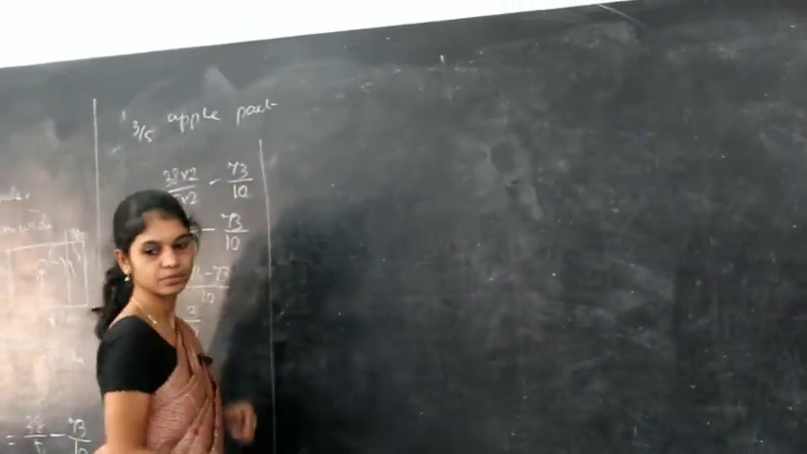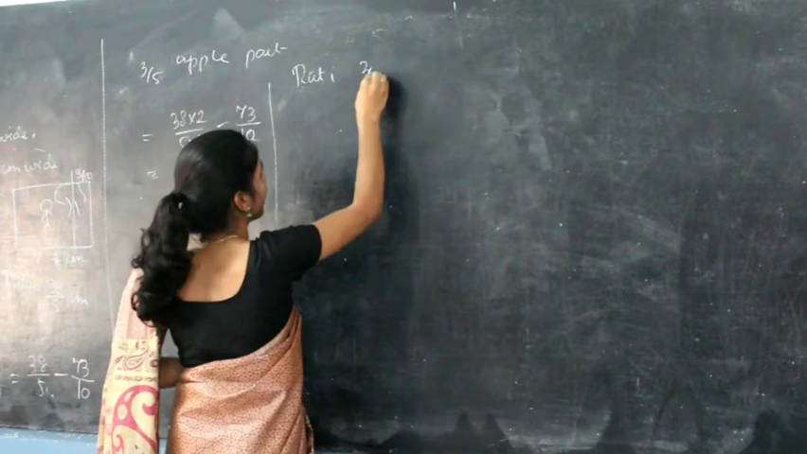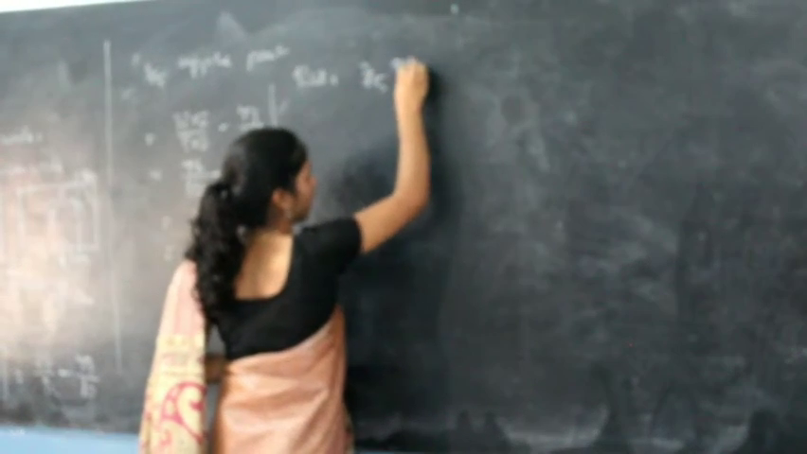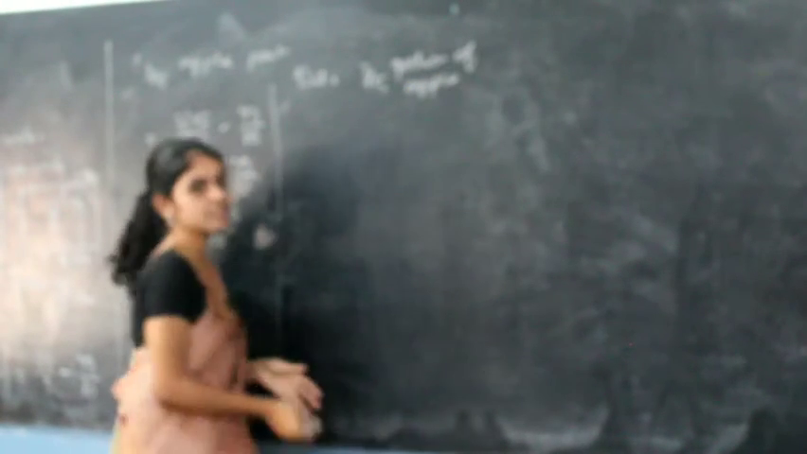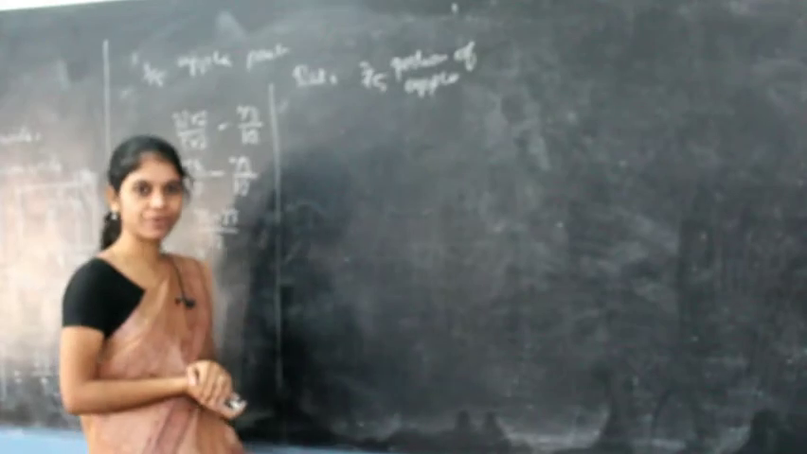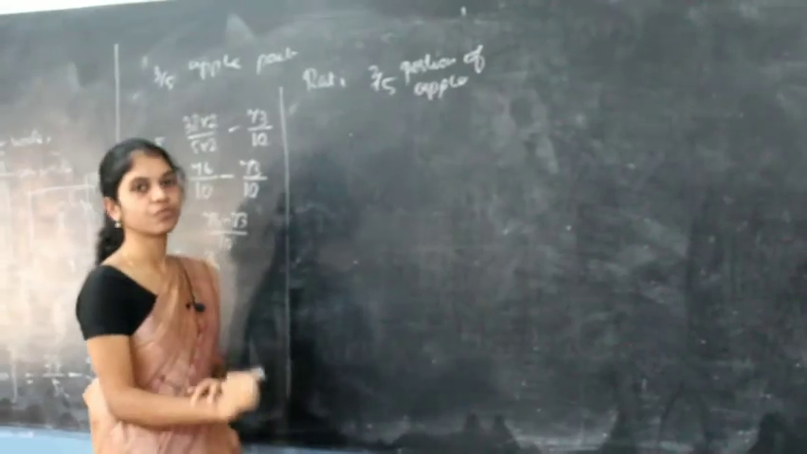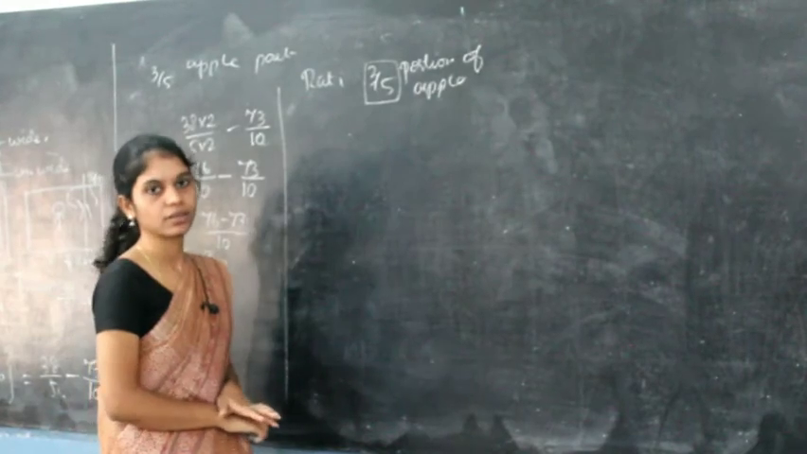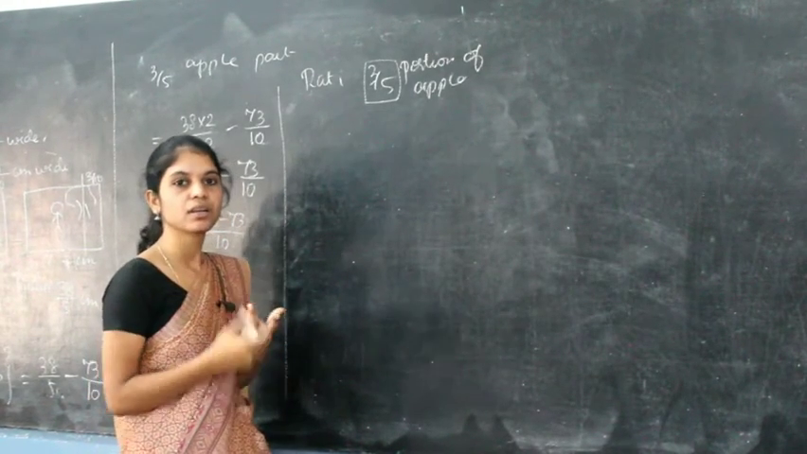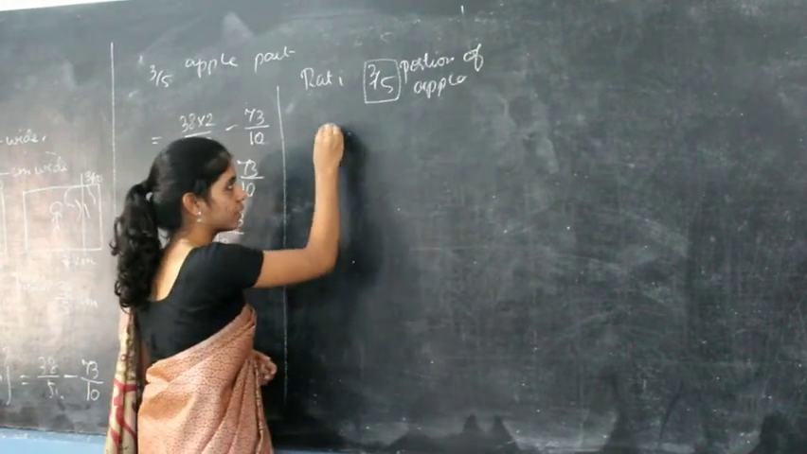So now moving on to the next sum. We have Rati. Okay. She ate 3 by 5 portion of the apple. So the remaining portion is eaten by someone else. We have to find how much portion the remaining person ate. Okay, first see, she ate 3 by 5 portion. A full apple, what will be the portion of it? A full apple will be considered as 1.